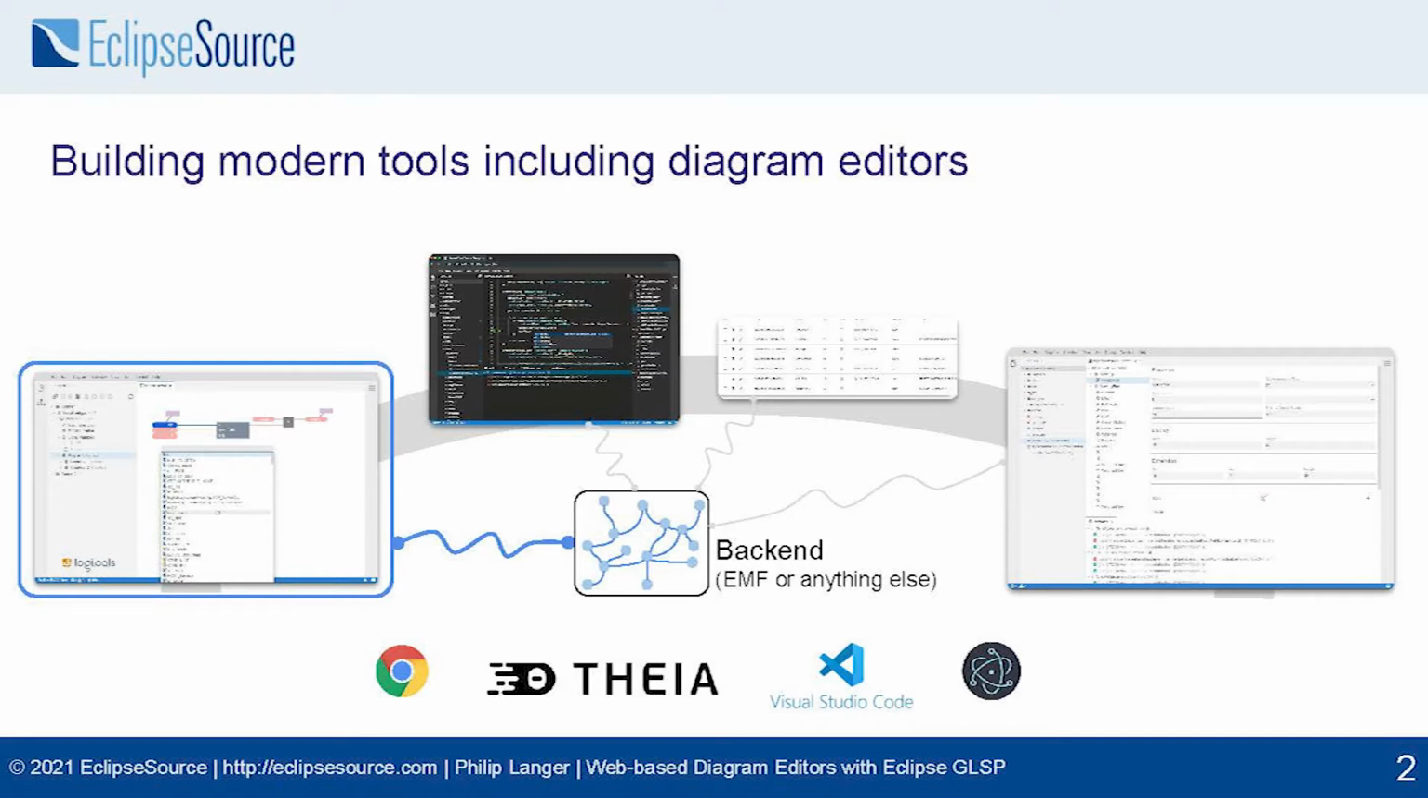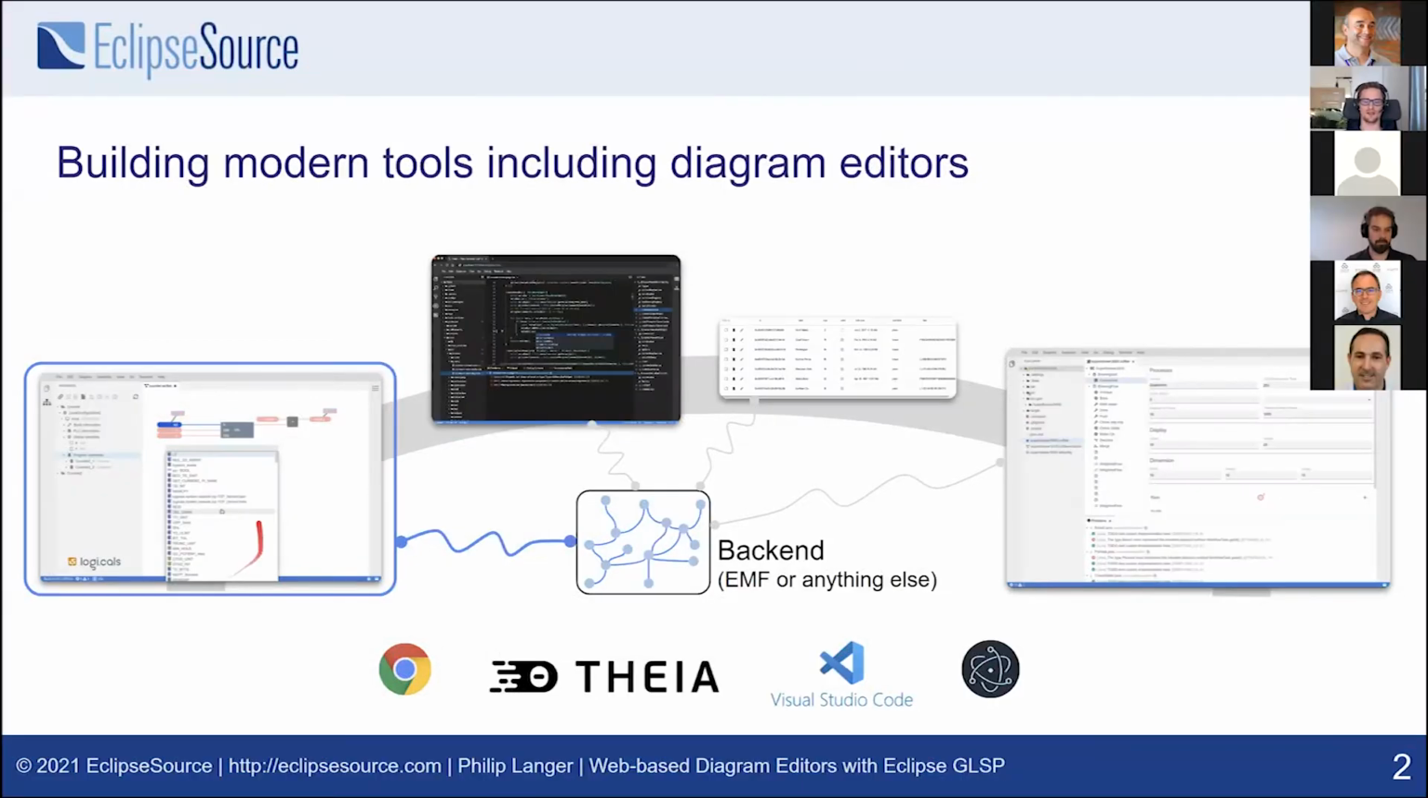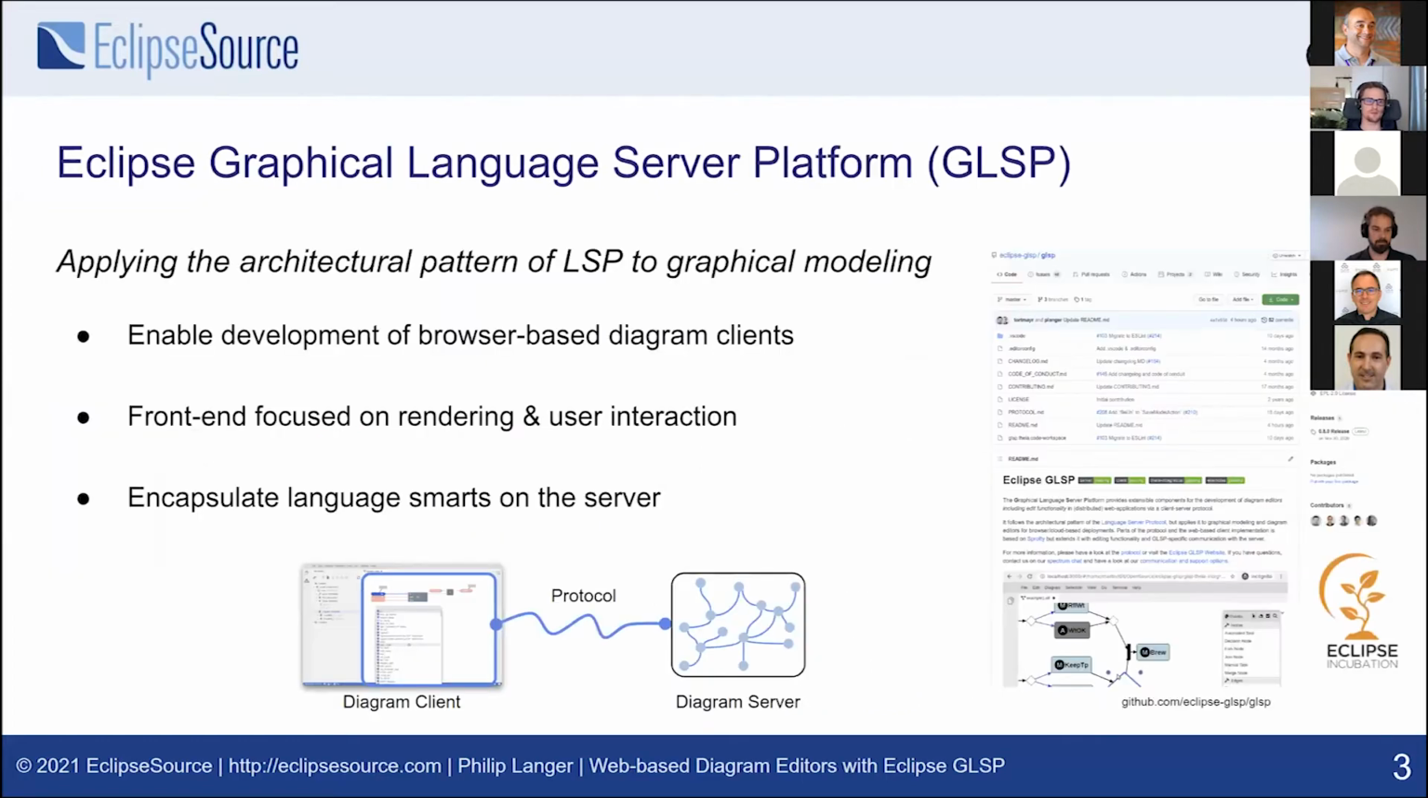So we have a front end that is a diagram editor. And at the same time, this diagram editor, which is really just focusing on the front end, is supported by a backend service that implements the smarts of a diagram language or a graphical language. So with that, basically applying the same architectural pattern of the LSP to graphical modeling, that's the main goal of the project, which is open source, hosted in the Eclipse Foundation. So you can go right onto GitHub and check out the sources and try our examples.